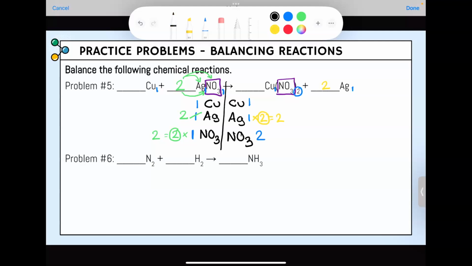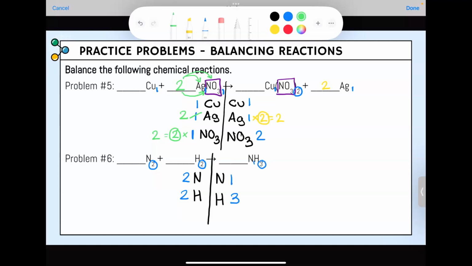And finally, let's go ahead and do our last problem. We have N2 plus H2 yields NH3. There are no polyatomic ions in this one, so we're not going to box anything, but we're going to split and list. There are 2 nitrogens because we get that from our subscript number, 2 hydrogens because we get that there, 1 nitrogen because there's no subscript, and we have 3 hydrogens because it's 3.